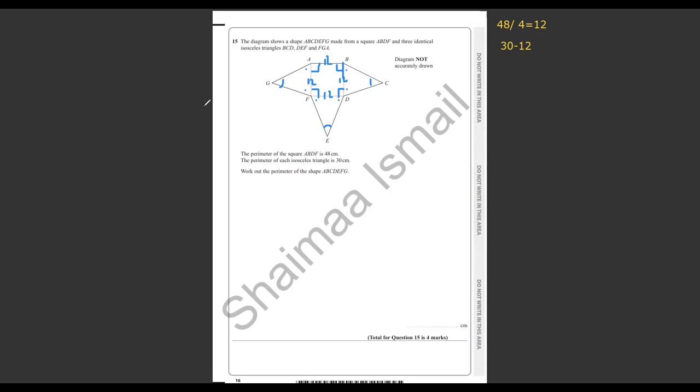So this is 12, and this is 12, and this is 12, and this is 12. As this is 12 here, if we need to get the rest of the sides, which is the BC or the CD, the isosceles sides, because they are isosceles, they are equal.